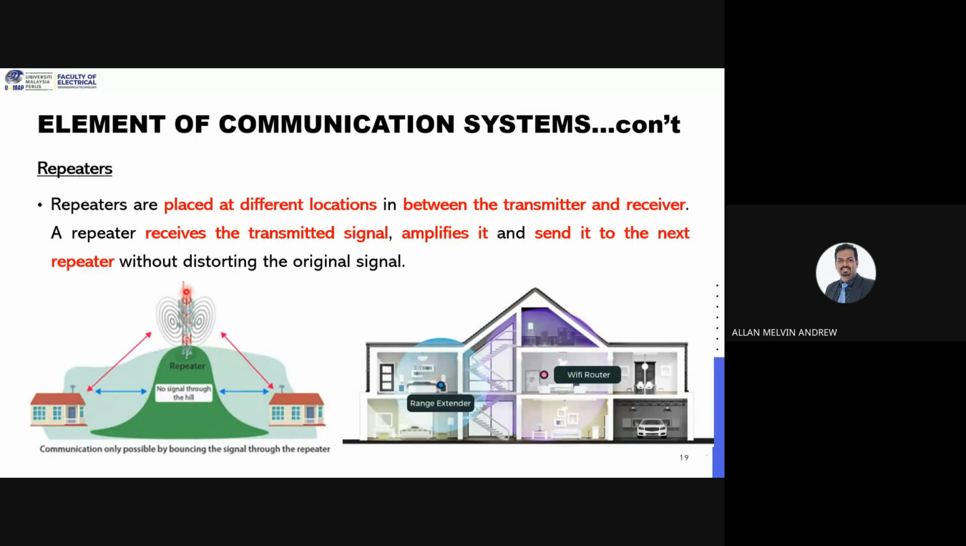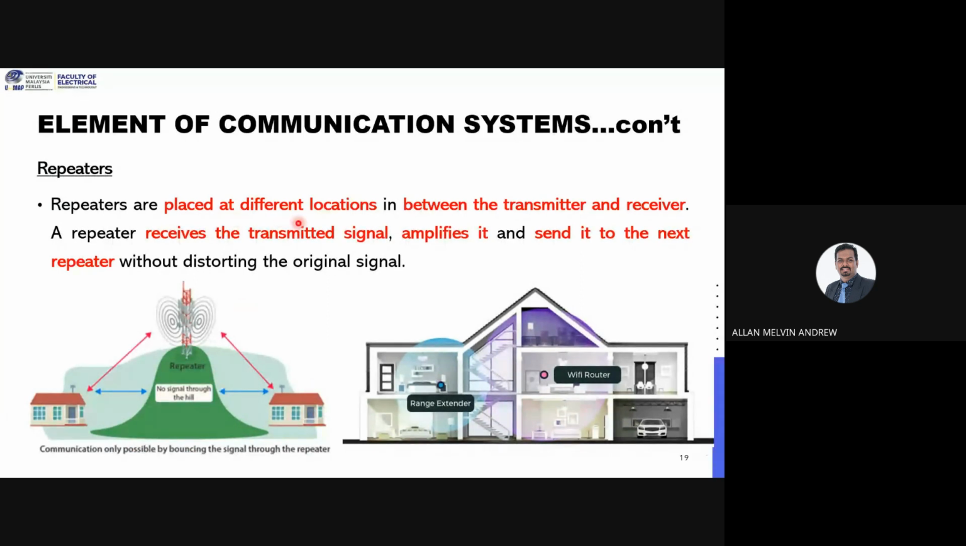So what do you need to do? You need to put a repeater in between. That's why in high-rise buildings, tall buildings, or on top of a hill, we can see a lot of antennas placed there. That's the function of repeaters. It will receive the message here and repeat it to the destination. So the hill or the high-rise buildings in between will not become an obstacle for you to communicate.